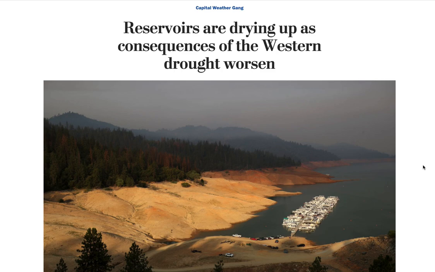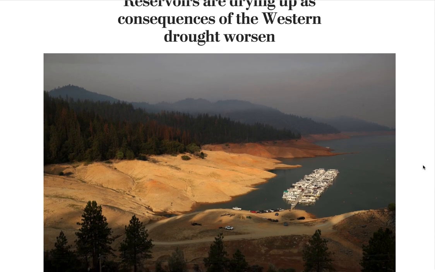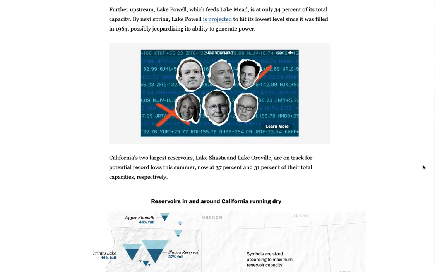This one on triangles. Are triangles one of the most underutilized shapes in data visualization? Let's find out. I'm going to start here with this really cool post from the Capital Weather Gang at the Washington Post on the drought in the West Coast. Reservoirs are drying up. Let's get down to the main visualization here.